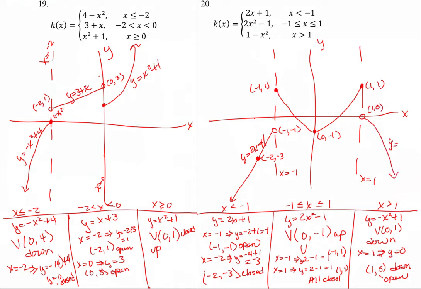And this is y equals 1 minus x squared. And I did not write that. This was y equals 2x squared minus 1. So there is your graph. All right? And what you see labeled on my graphs is what you need to have labeled on your graphs. Okay?